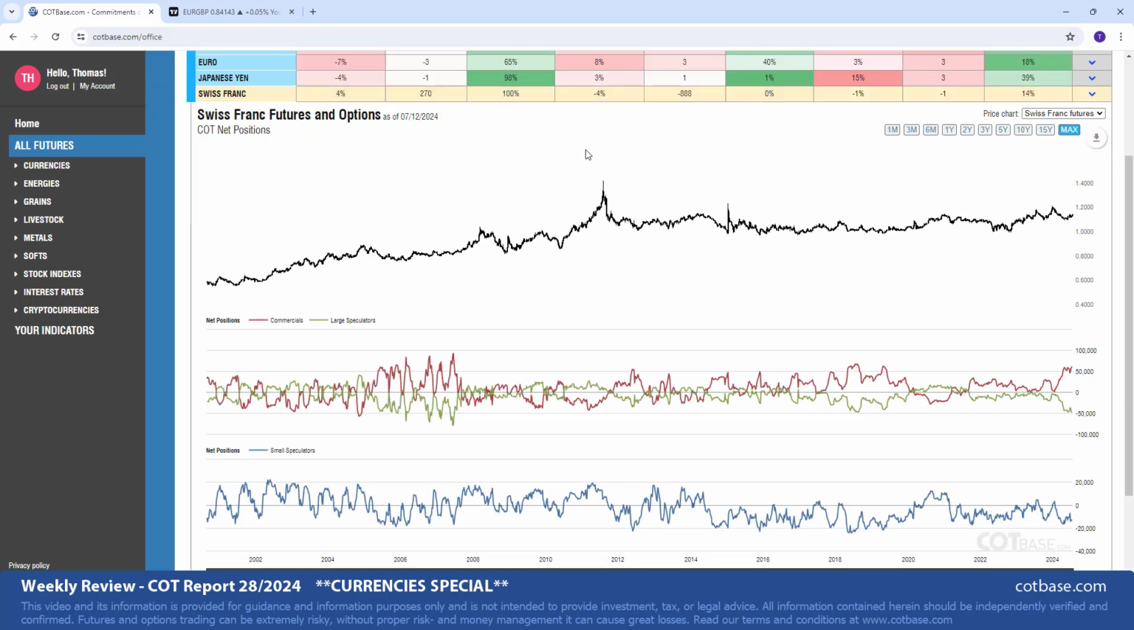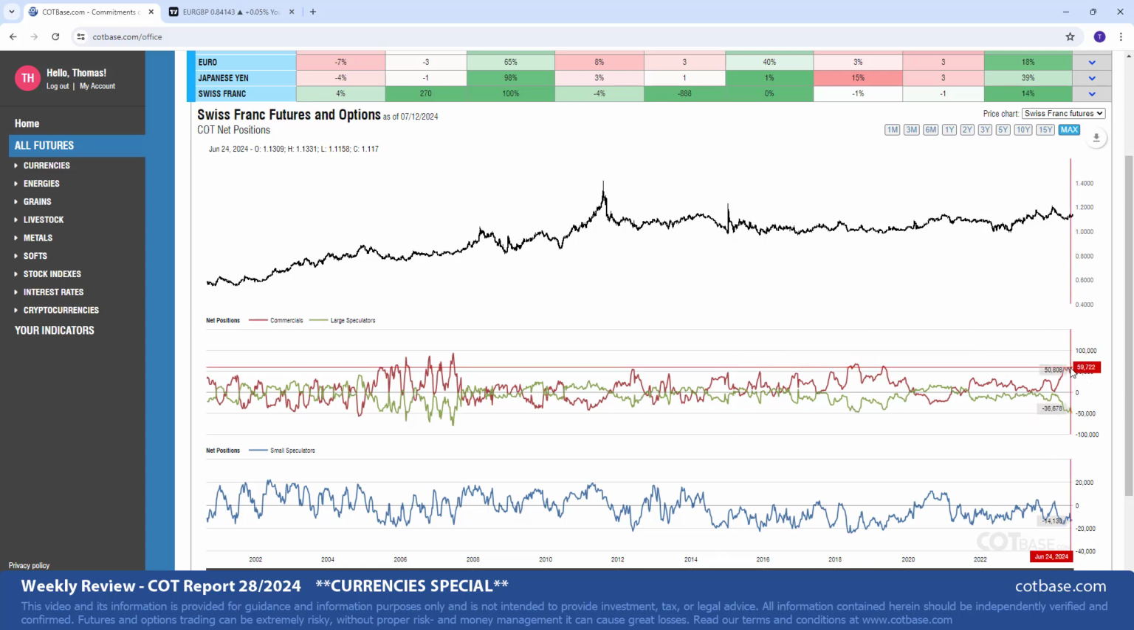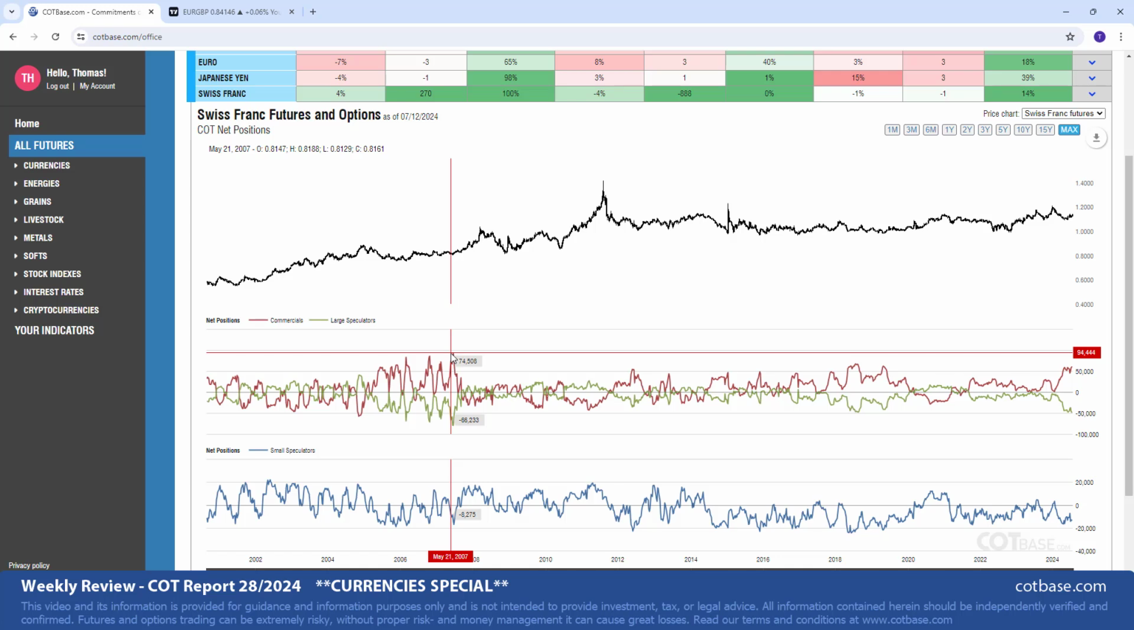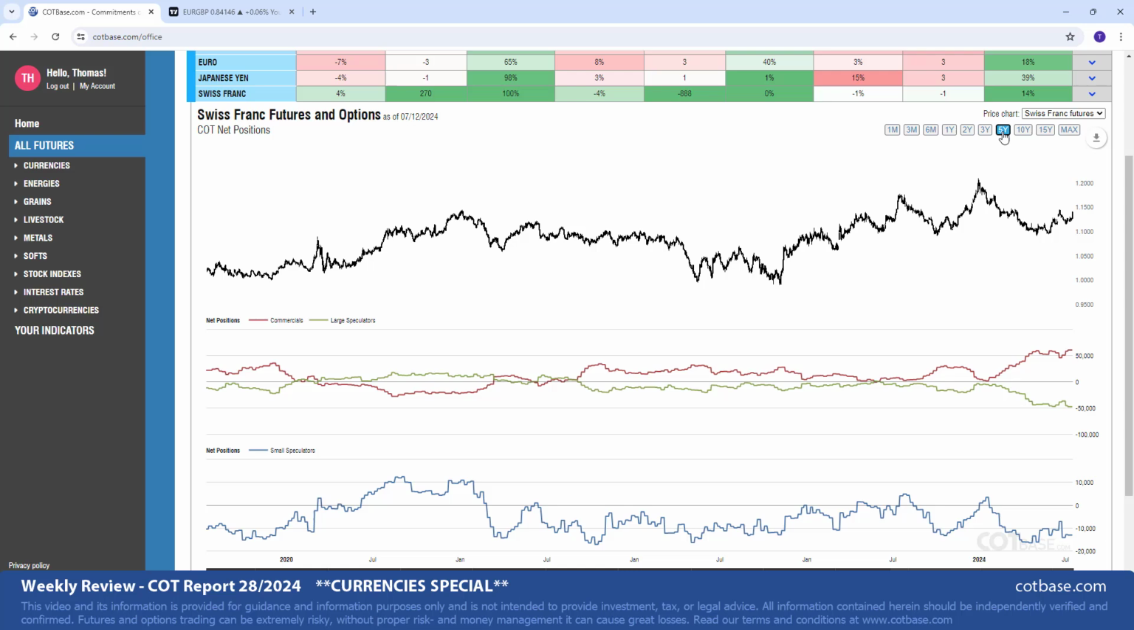So again, we mentioned the Swiss franc with 100% COT index value. Very bullish Swiss franc over here. We have seen greater bullish COT extremes in the past, but of course this COT index is measured on a 5-year look back period. So if we switch to the 5 years chart, you can see that it is the highest level of extreme in commercials net position, and by the way, it's the highest level of extreme in large speculators as well. This is suggesting strength in the Swiss franc.